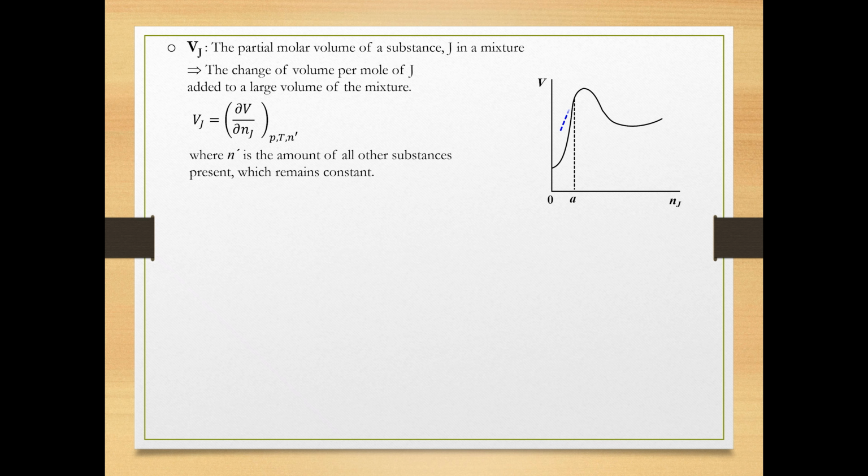So, if we choose a particular composition corresponding to point A, the partial molar volume of J is the slope of the tangent line at A. Likewise, at point B, the partial molar volume is the slope of the tangent line at B. The slopes at A and B are different. This implies that partial molar volume varies with composition.